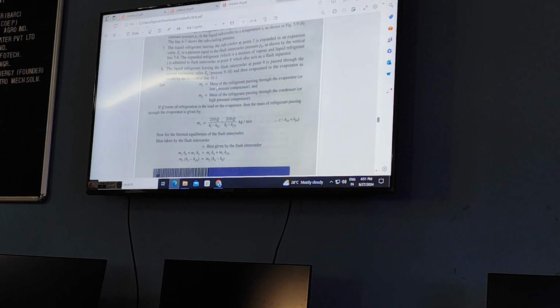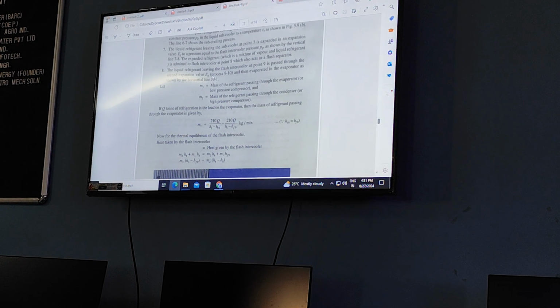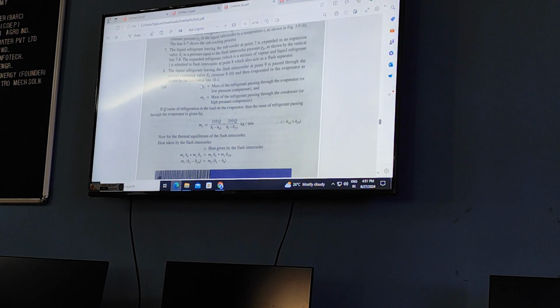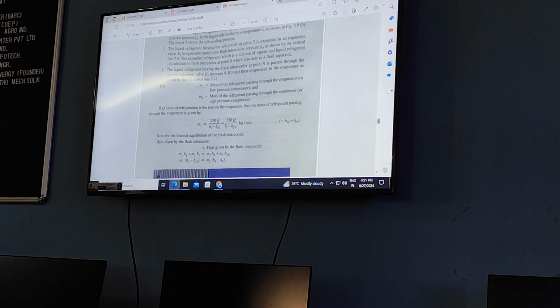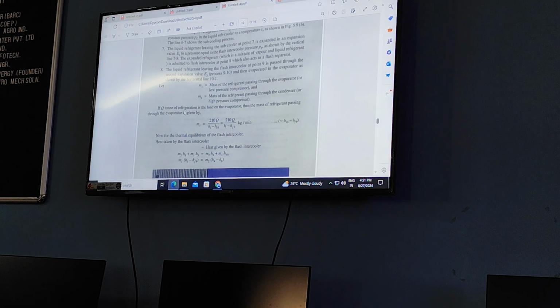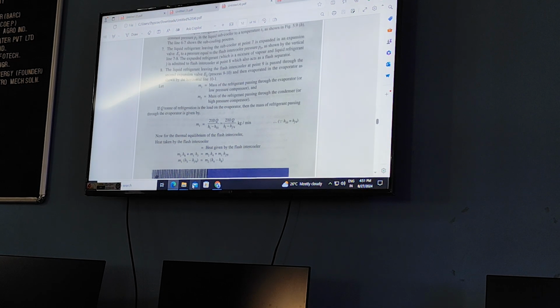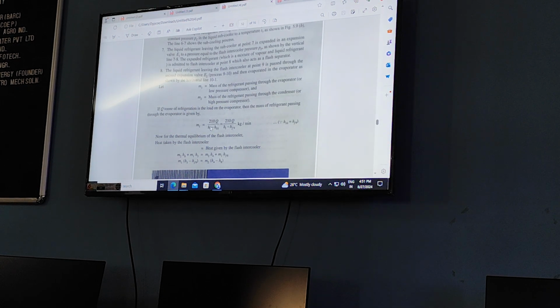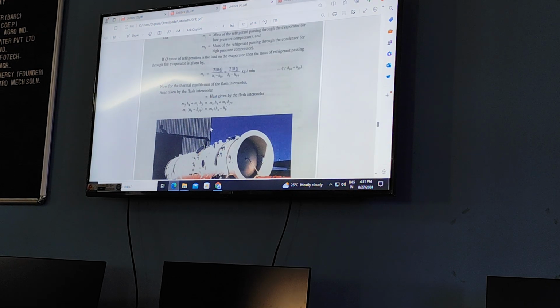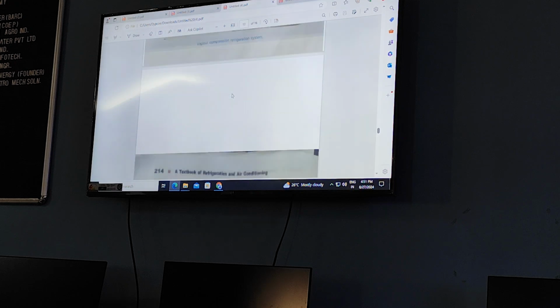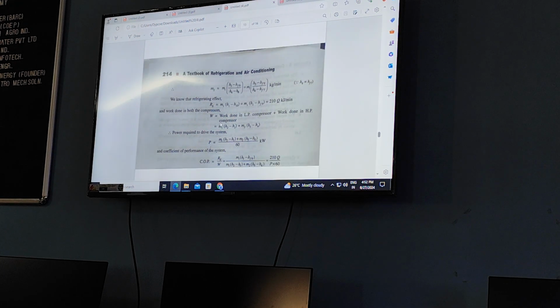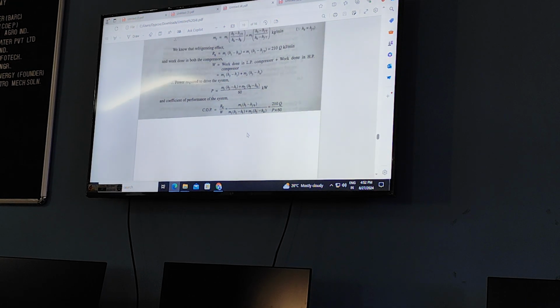Then what are M1 and M2? Mass circulated in the first compressor and mass circulated in the second compressor. So M2 is equal to what? M1 plus the mass evaporated in the flash chamber. M3 is not taken, okay? But you need M3 for calculation. Then refrigerating effect, power and COP.